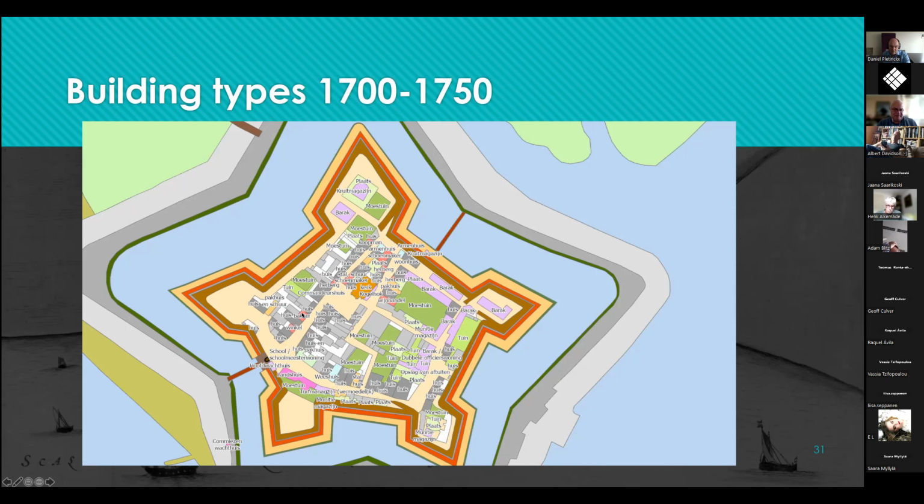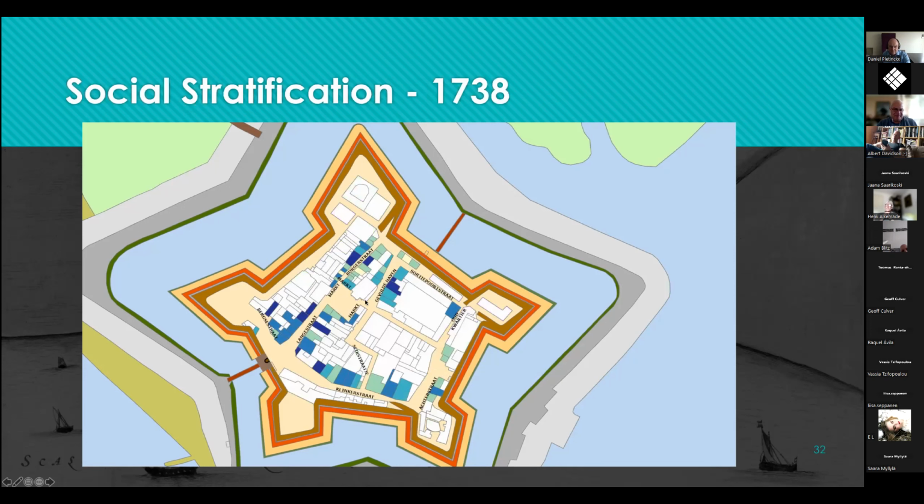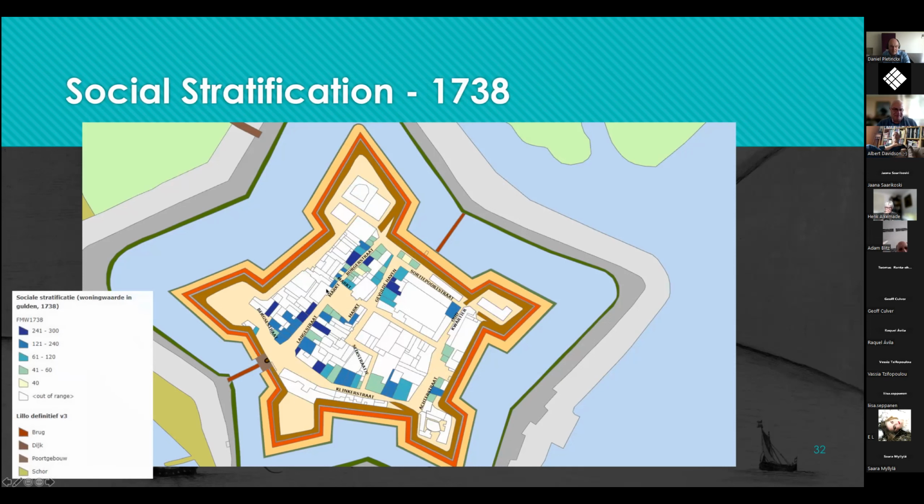Who lives where? The bakery was here. There was a shop here, etc. And if you buy wine, you have to be here, etc. This is social stratification, where poor and richer people live. And so this here has been taken from a map that gives the value of the property. So higher value, lower value, so that you get the information.